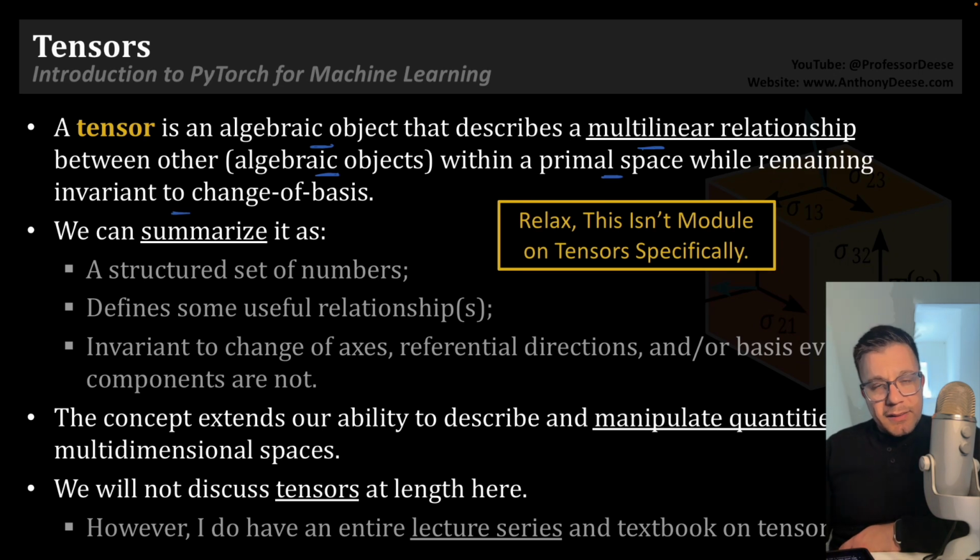Now relax, this isn't a module on tensors specifically, so we're really not going to discuss at length what a primal space is, or what a change of basis is. We can summarize the tensor as a structured set of numbers that defines some useful relationship, like a matrix. It's invariant to change of axis, referential directions, and/or basis, even though their components are not. The concept of a tensor extends our ability to describe and manipulate quantities within multi-dimensional spaces.